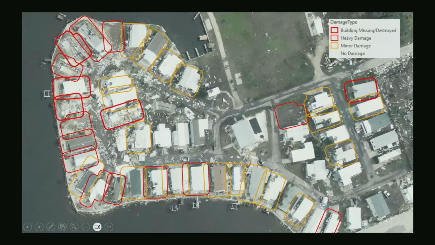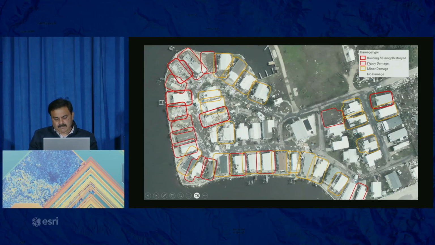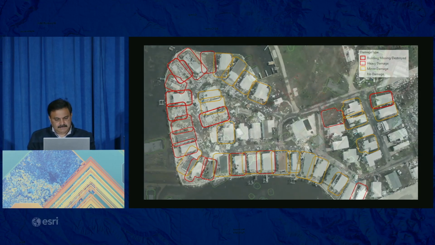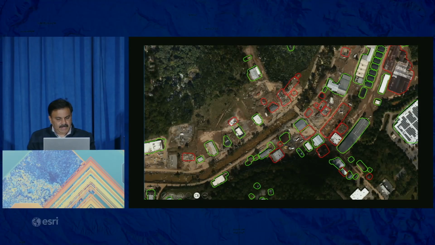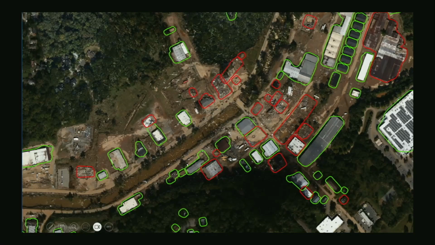So this is a hurricane scenario where the model is able to tell what kind of damage the buildings incurred. And you can see it's quite accurate. We didn't initially give the label building missing or destroyed. It suggested that as a label. So you can choose to just have the model use your labels or even come up with new labels. There's another scenario from Hurricane Milton. It was able to find which of these buildings were damaged and which were intact.